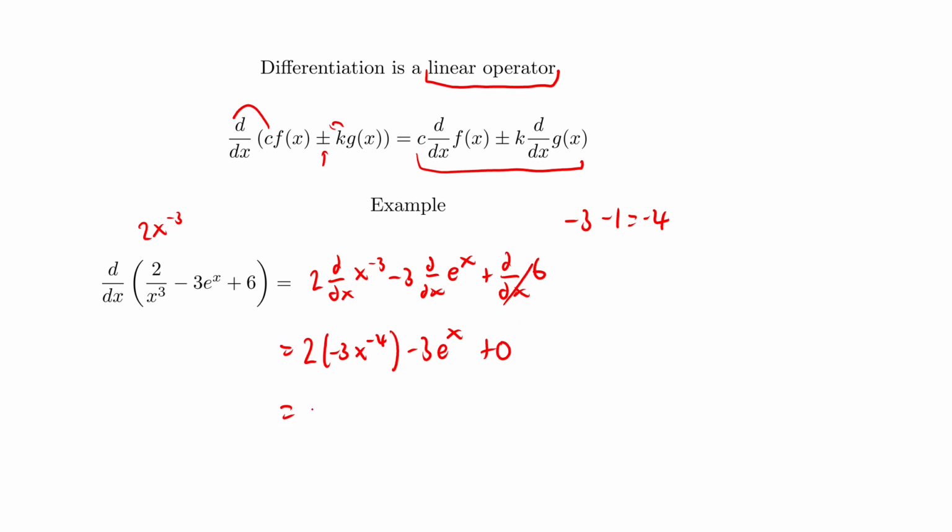So when we simplify this, this will become 2 times negative 3, or negative 6, x to the negative 4th, minus 3e to the x. As you do more and more of these examples, you don't actually have to bring this derivative inside for each one. You can just do it in your head, but it is helpful to know that we can take derivatives on a term-by-term basis. That allows us to take derivatives of rather complicated functions like this in a relatively easy way.